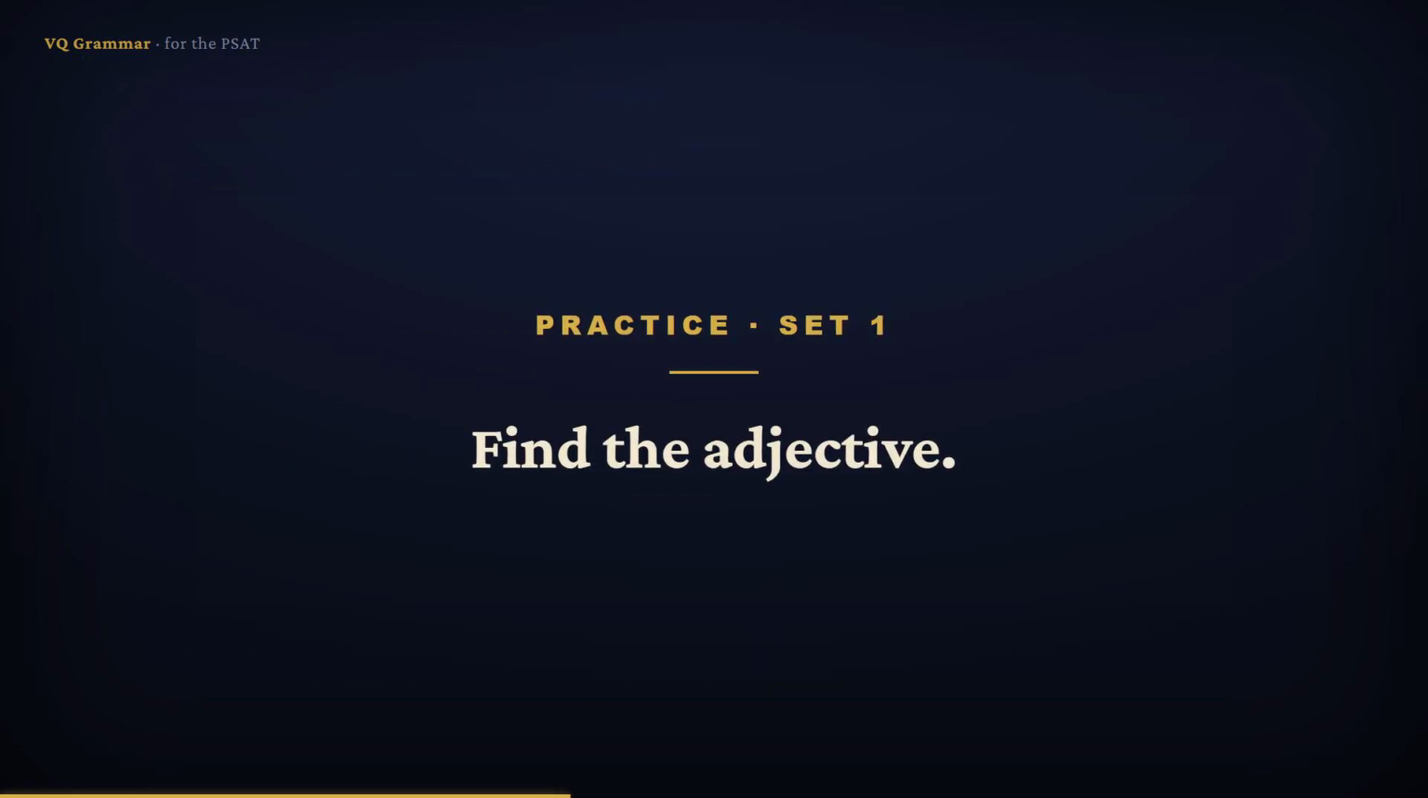In this first set, find the adjective, the word that describes a noun. Skip the articles a, an, and the. Ask the 3 questions. Which one? What kind? How many? And pick the word that answers one of them. Pause and try each one before I answer.